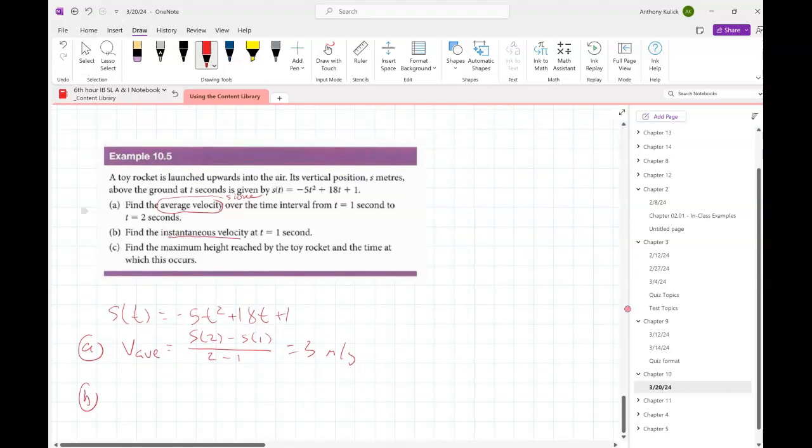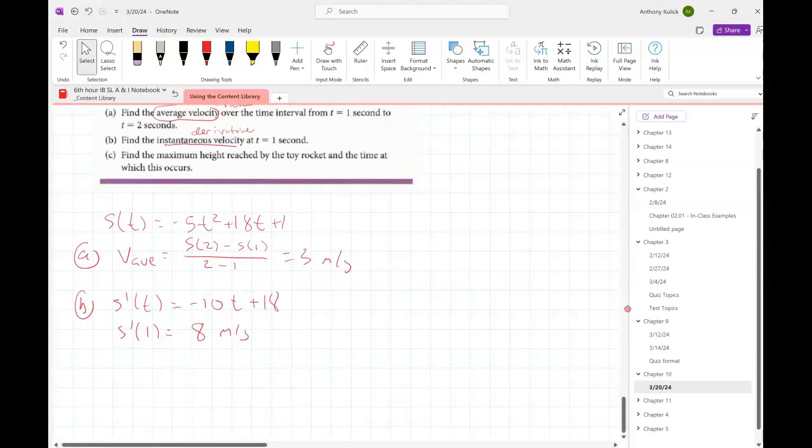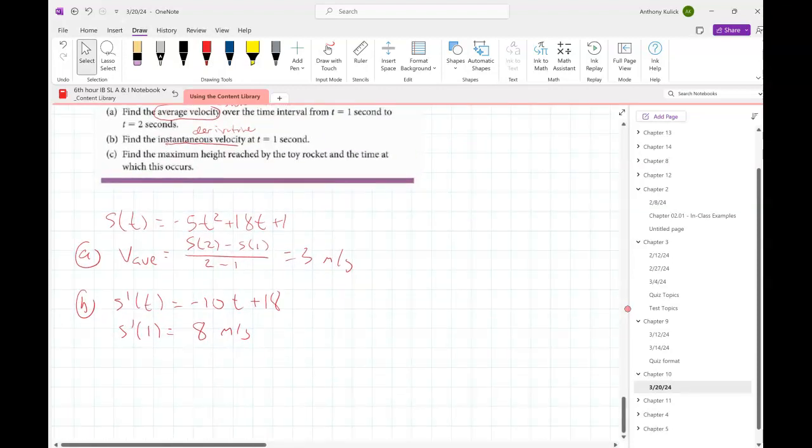Now notice instantaneous velocity, that's the derivative. So when I plug 1 in for t, I get 8 meters per second. Everybody okay there? I just did that in my head because it was super easy. Notice I'm plugging 1 into s prime of t, the derivative, not s of t.